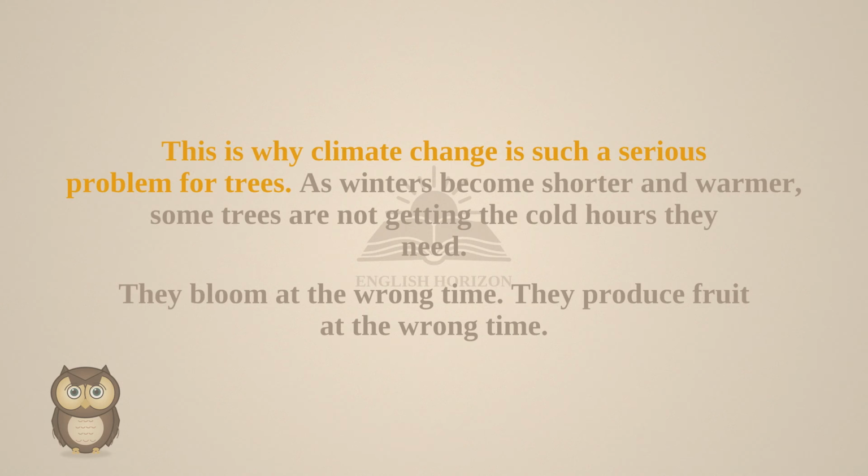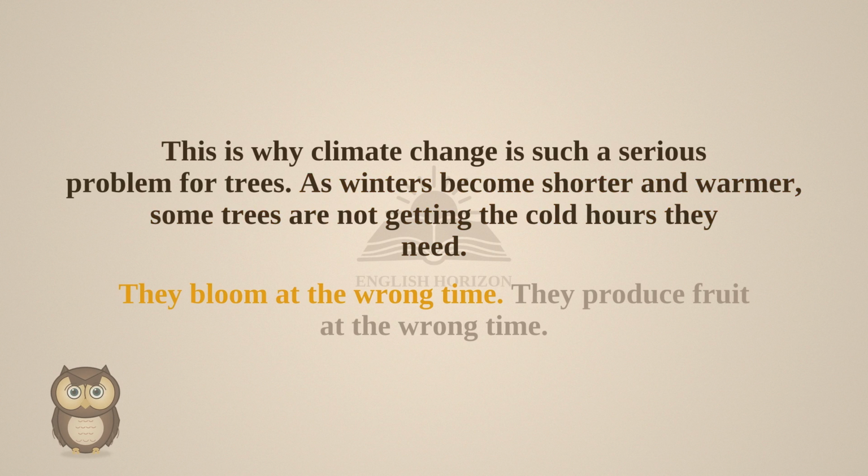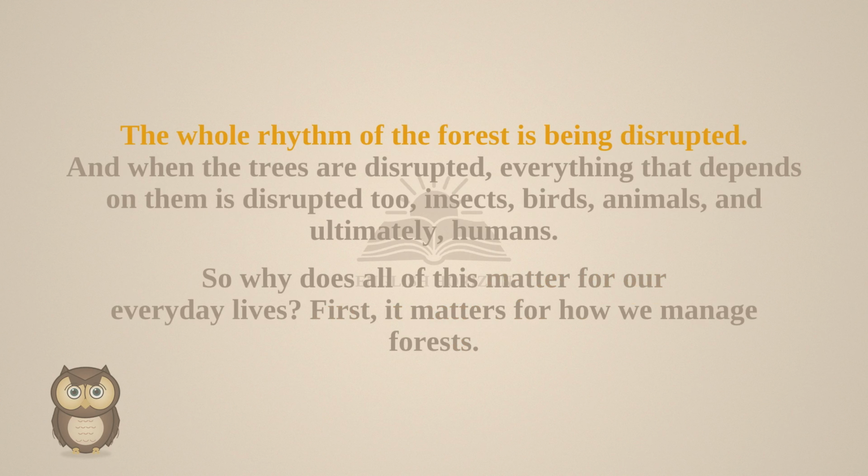This is why climate change is such a serious problem for trees. As winters become shorter and warmer, some trees are not getting the cold hours they need. They bloom at the wrong time. They produce fruit at the wrong time. The whole rhythm of the forest is being disrupted. And when the trees are disrupted, everything that depends on them is disrupted too: insects, birds, animals, and ultimately, humans.